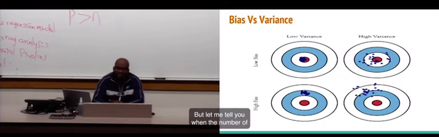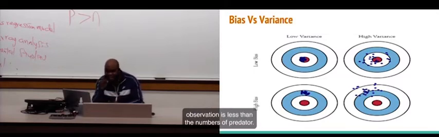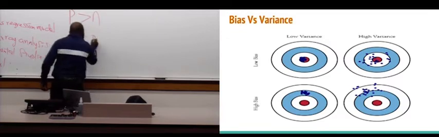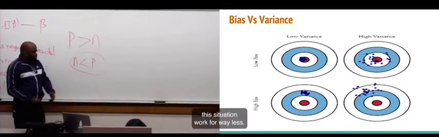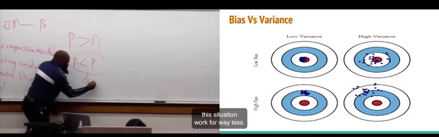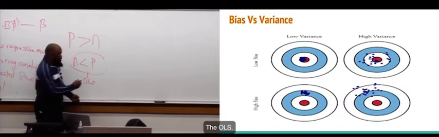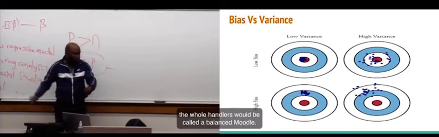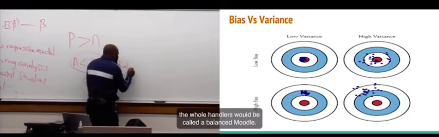But let me tell you this. When the number of observations is less than the number of predictors, that is, if I have this situation, it works for OLS. The OLS, if all assumptions are not violated, will be called a balanced model.